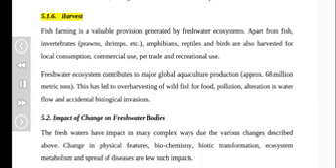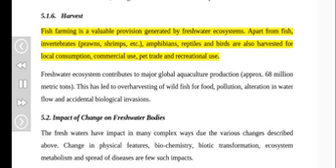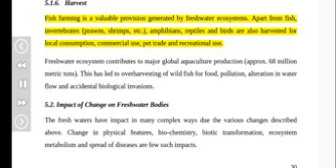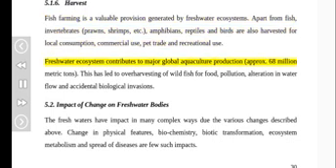5.1.6. Harvest. Fish farming is a valuable provision generated by freshwater ecosystems. Apart from fish, invertebrates, prawns, shrimps, etc., amphibians, reptiles, and birds are also harvested for local consumption, commercial use, pet trade, and recreational use. Freshwater ecosystems contribute to major global aquaculture production, approximately 68 million metric tons. This has led to overharvesting of wild fish for food, pollution, alteration in water flow, and accidental biological invasions.